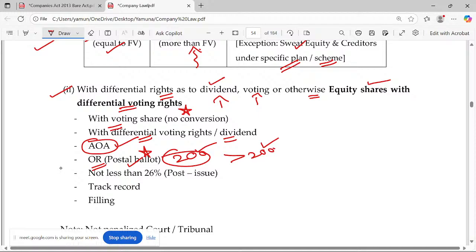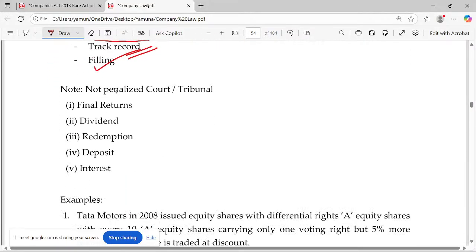And what percentage of shares you can issue as differential voting rights is not more than 26% of post issue. What do you mean by post issue? It is after issue that I have to check. And not only that, the company has to maintain a track record of showing profit for the past 3 years, and it has to do proper filing of annual returns and other things, which follows from section 92. Not only that, it should not be penalized by any court or tribunal for non-filing of financial returns. Non-payment of dividend, or non-redemption of deposits or debentures, everything comes in.